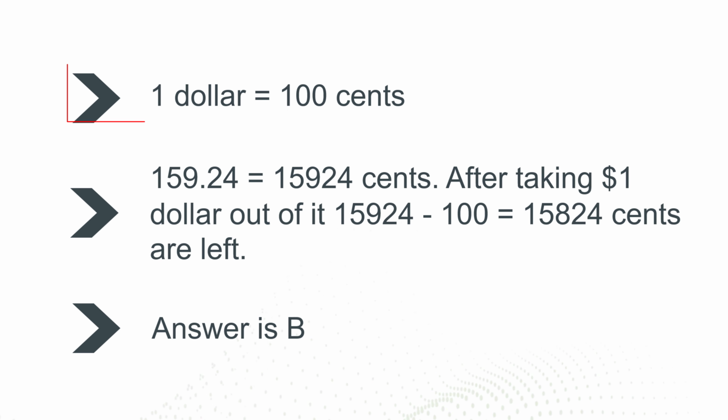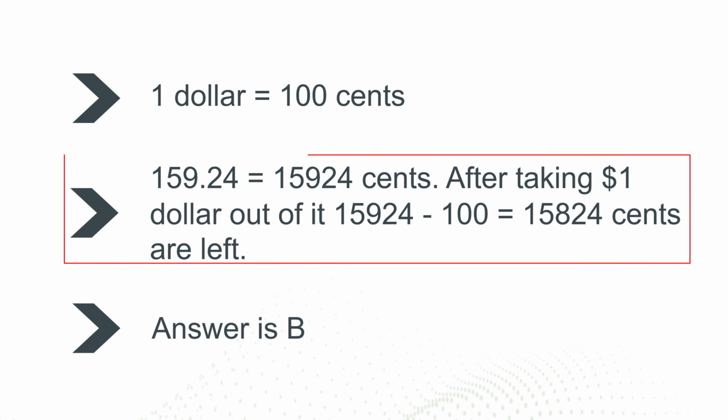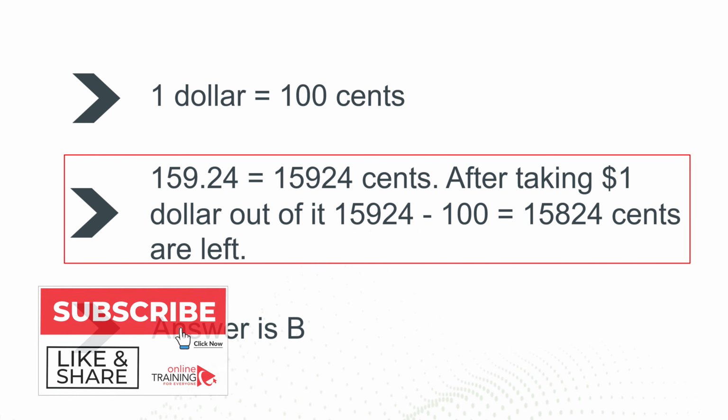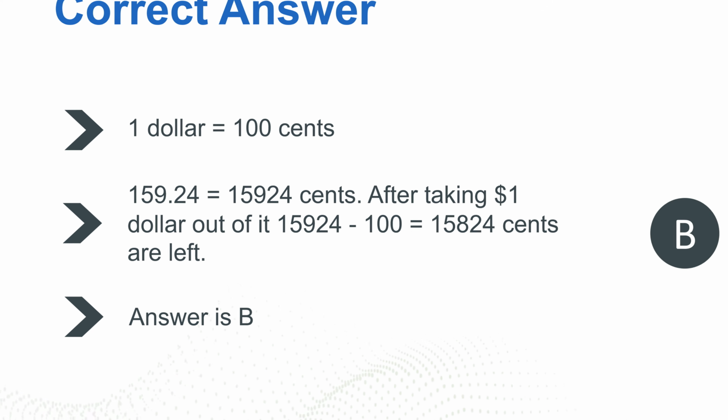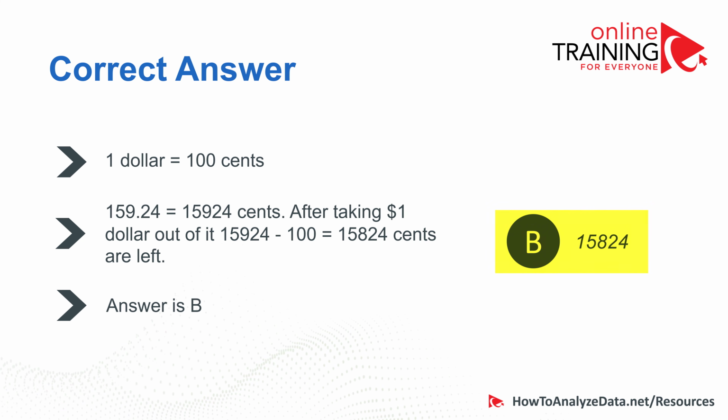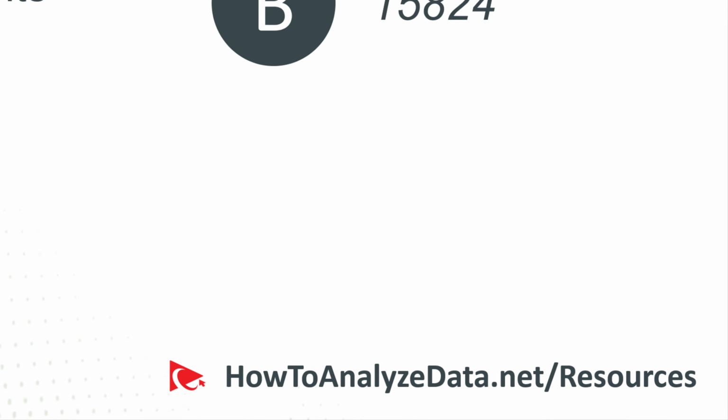The best way to answer it is to convert $1 into 100 cents, which means that $159.24 would be an equivalent of 15,924 cents. After taking $1 out of 15,924, we will get to 15,824 cents. So the correct choice here is B, 15,824. I'm pretty sure you nailed this question.